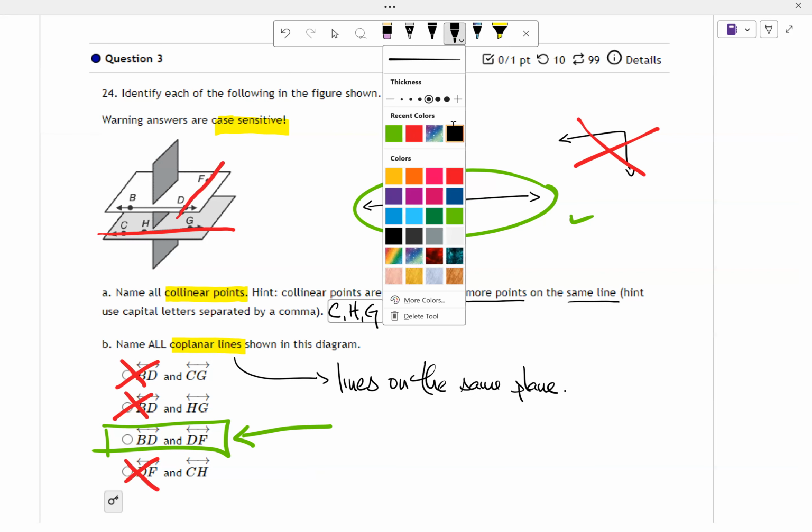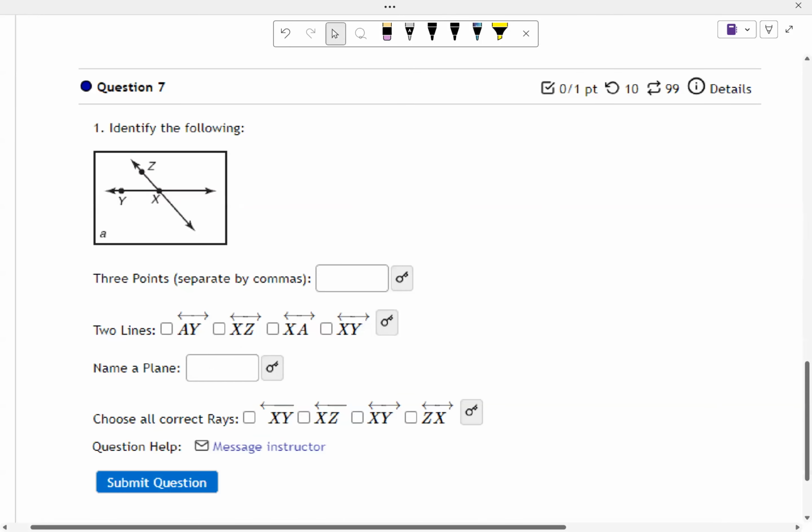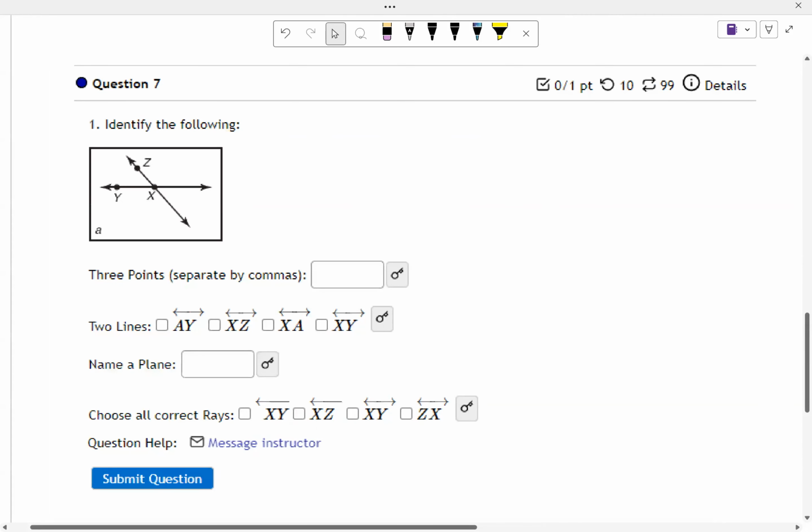Let's go ahead and take a look at question number 7. Question number 7 says, identify the following. And it gives us a diagram. On this diagram, we've got 2 lines and they cross at point X. And I'm going to highlight this little letter A over here. That little letter A is actually what we're calling our plane, that sort of square that everything's laying in.